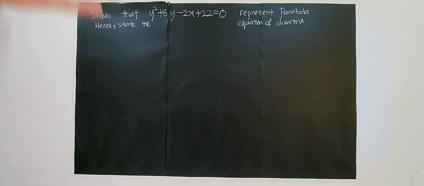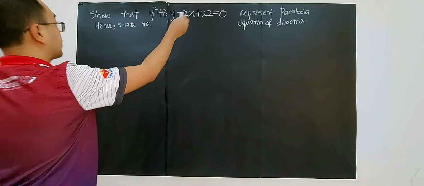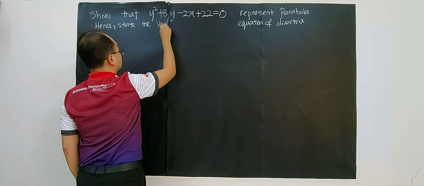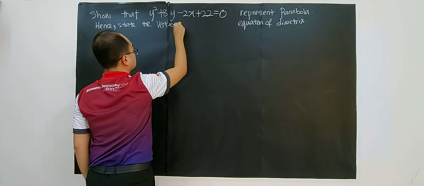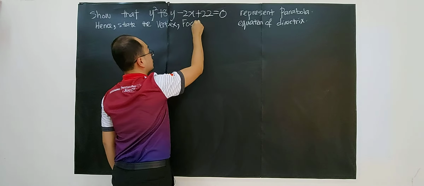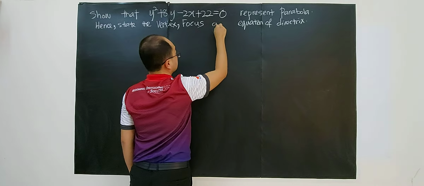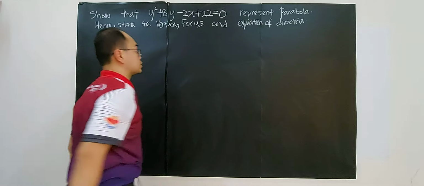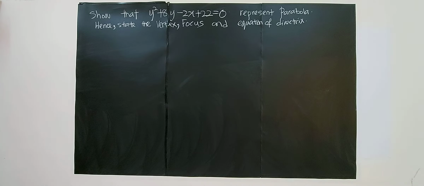Alright, let's continue with this example. Show that the given equation represents a parabola, and state the vertex, the focus, and the equation of the directrix of the parabola. So very simple. I'll just repeat one more example for you so that you have a better understanding.